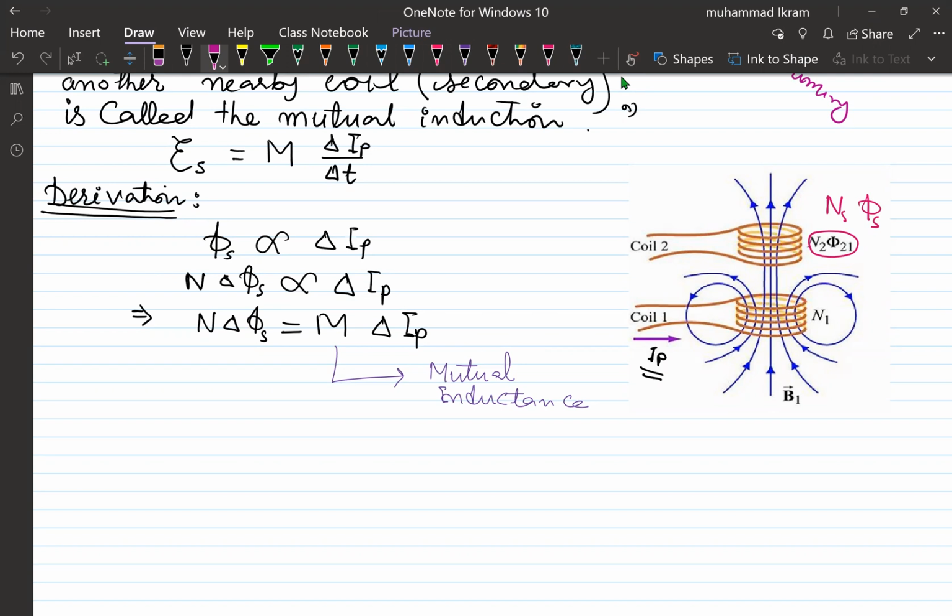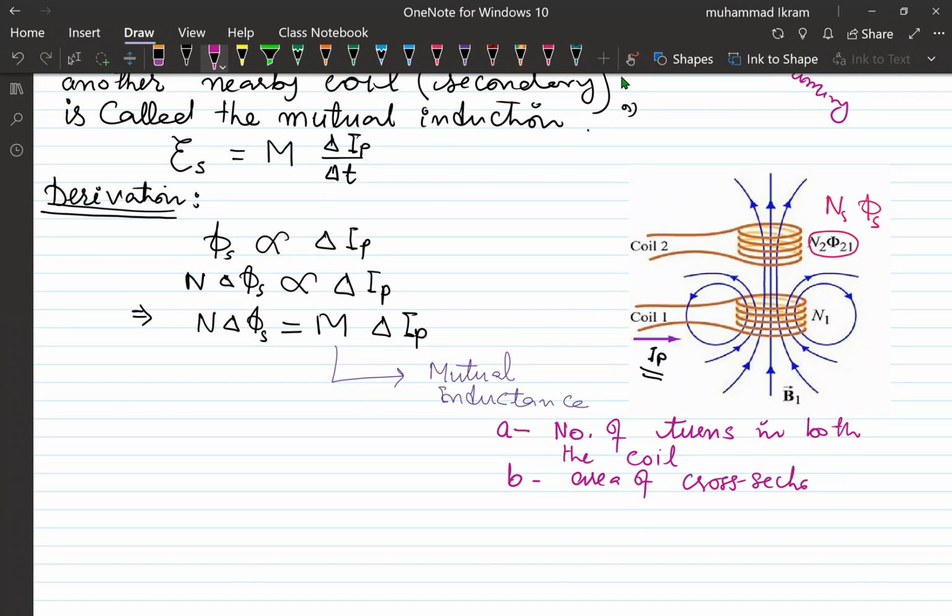For example, the first thing on which it depends is the product of the number of turns in both of the coils. Remember, it's not on one, it's the number of turns in both the coils. It also depends on the area of cross section of the coils.